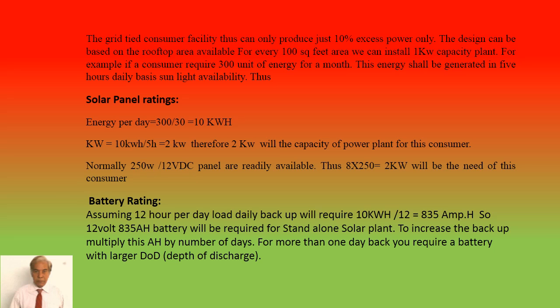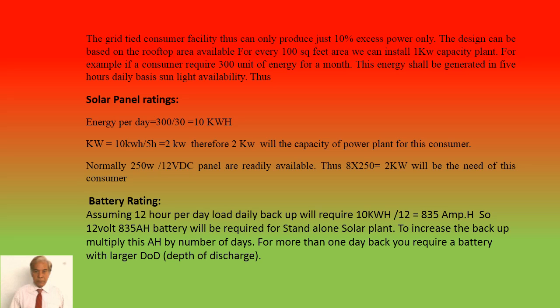The design can be based on the rooftop area available; for every 100 square feet of area, we can install a 1 kilowatt capacity plant. For example, a consumer requires 300 units of energy per month. This energy can be generated with 5 hours of daily sunlight availability. Thus, 300 kilowatt hour divided by 30 days is 10 kilowatt hour per day. Kilowatt rating will be 10 kilowatt hour divided by 5 hours, because only 5 hours of sunlight will be available.